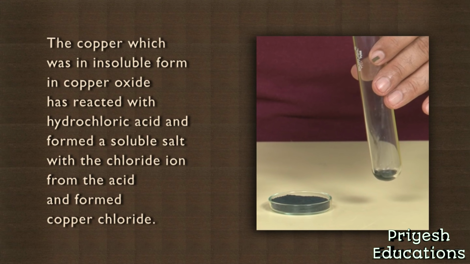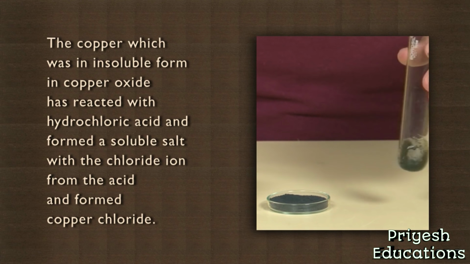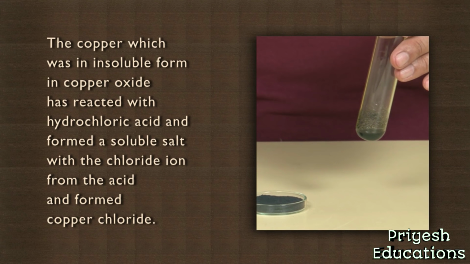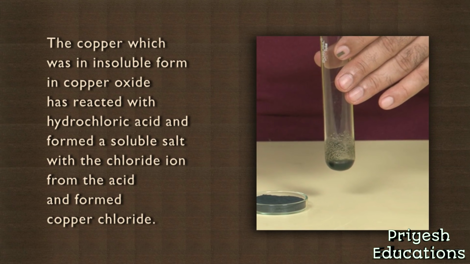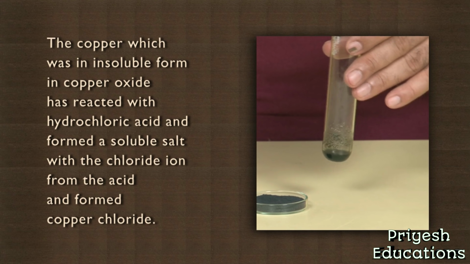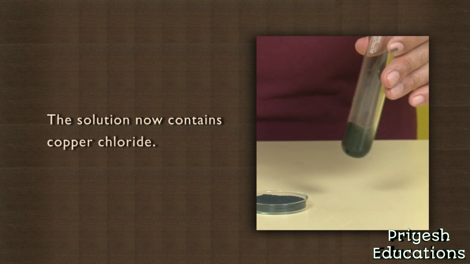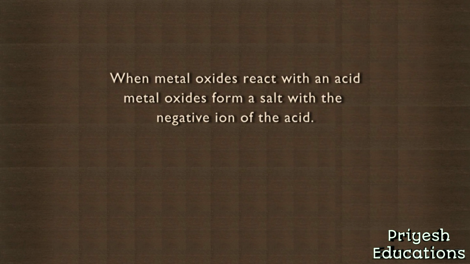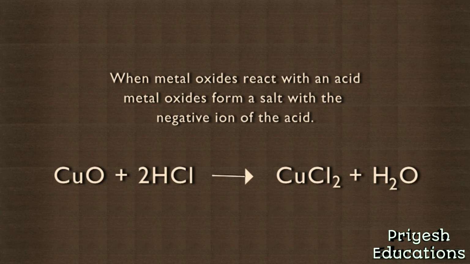The copper, which was in insoluble form in copper oxide, has reacted with hydrochloric acid and formed a soluble salt with the chloride ion from the acid and formed copper chloride. The solution now contains copper chloride. When metal oxides react with an acid, metal oxides form a salt with the negative ion of the acid. In this case, the reaction can be depicted as CuO plus 2HCl gives CuCl2 plus H2O.